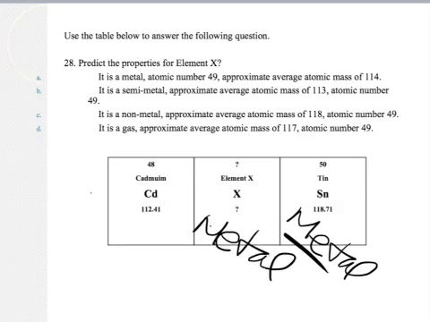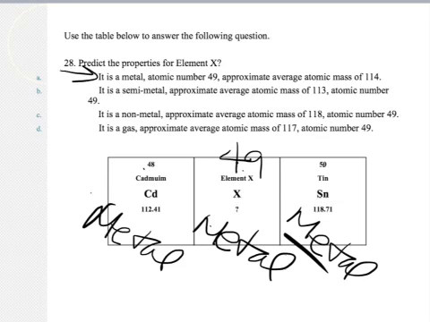Okay, what would 48 blank 50? So this is 49 because we're going in order. Okay, as a metal with an atomic number 49, approximate average atomic mass of 114. That actually makes a lot of sense. So let's keep going and make sure that's the right answer. It is a semi-metal? Nope. It is a metal. It is a nope. And nor is it a gas. So the only correct answer, and by knowing, even if you just knew tin was a metal, and that everything to the left of tin would be a metal, you would have got the answer right.